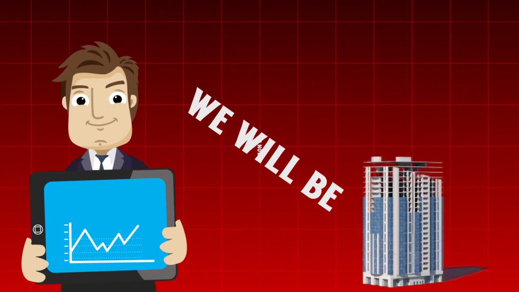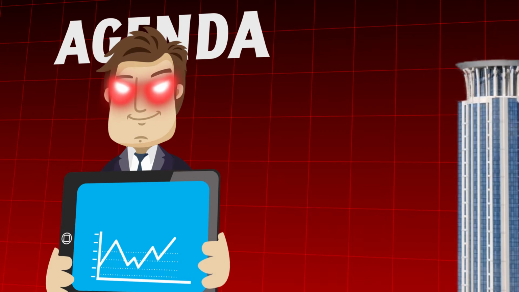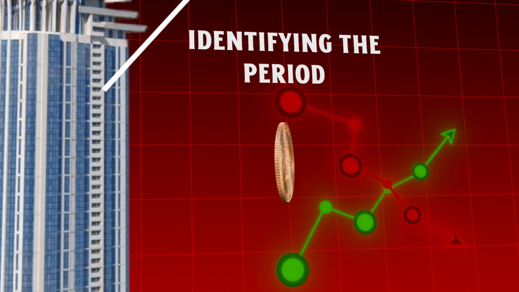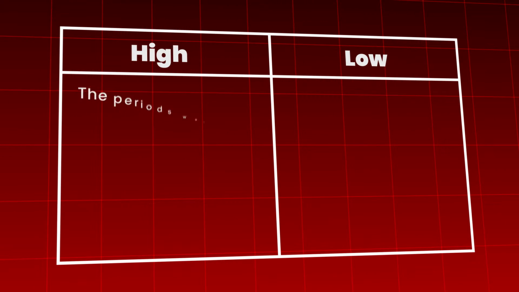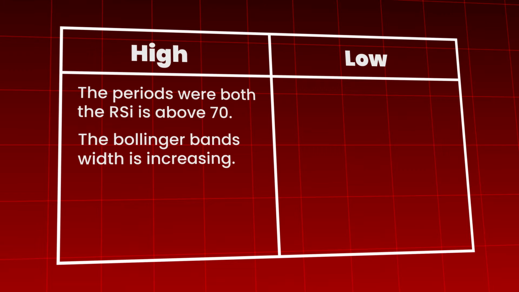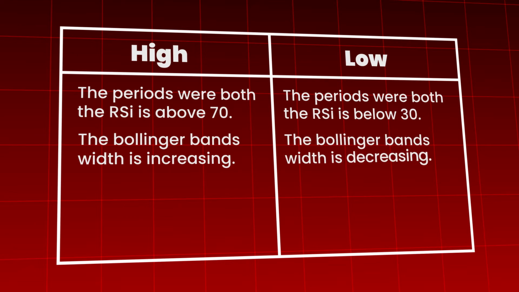So now we will be building a small project, and the project agenda is, first, we will identify the periods where the Bitcoin was likely in a high momentum and low momentum phase. Then we can define the high and low momentum. High is when the periods where both the RSI is above 70, means overbought, and the Bollinger Band's width is increasing, means the difference between the upper and lower bands, the width, is rising. And similarly, the low momentum is the opposite of high. So where the RSI is below 30, means oversold, and the BB width is decreasing.